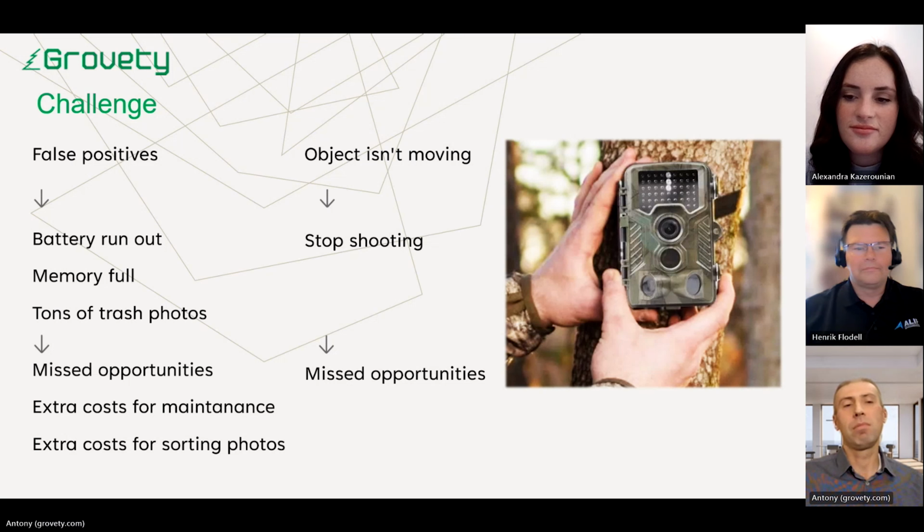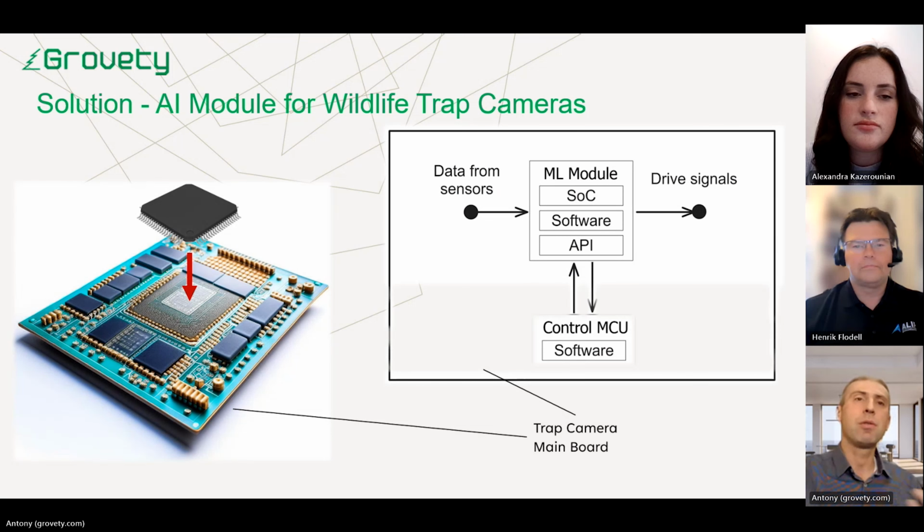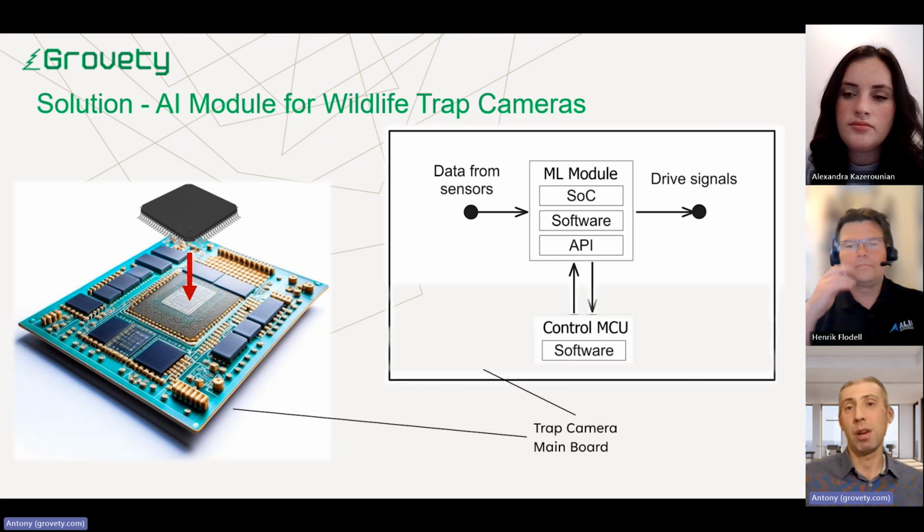And our idea was to create some kind of AI module for wildlife trap cameras, and to augment the existing cameras, not to replace them, but just augment, making them kind of smart. And to increase efficiency, we decided to add this AI and improve the classification accuracy. And this AI module, as we call it, consists of both hardware and software components, and provides classification and control functionalities.